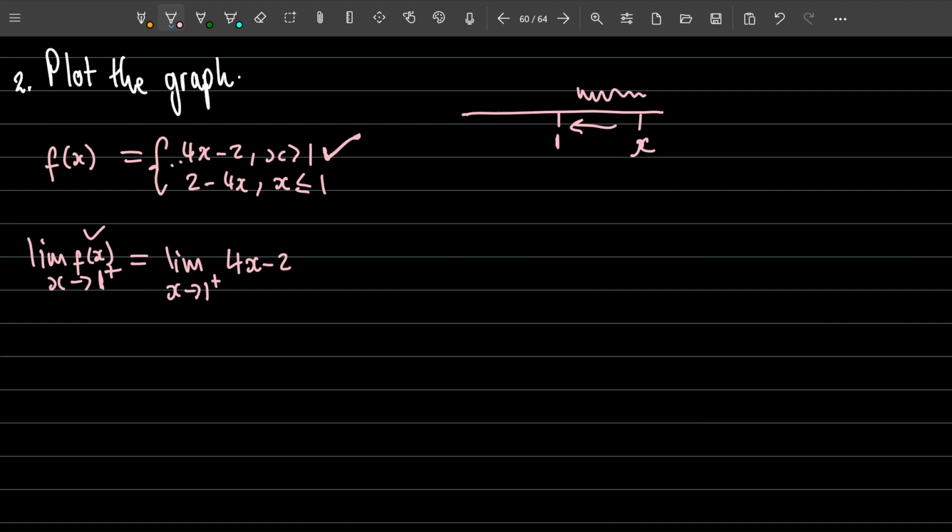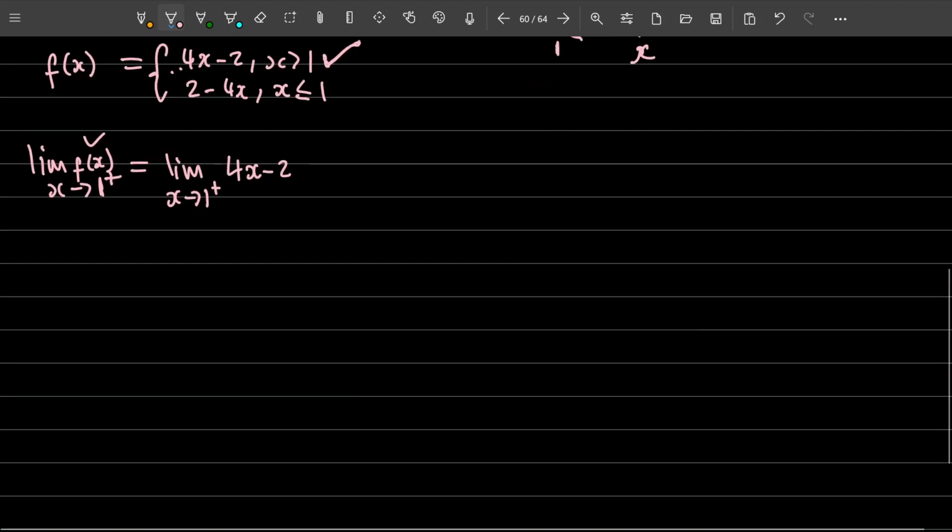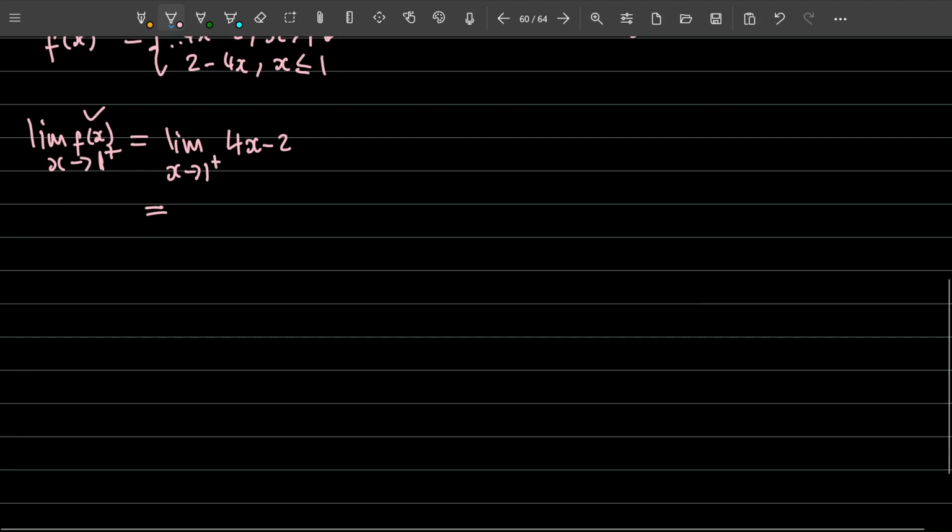I still write the limit. Now, what do you know? One thing I want you to know is when you are computing one-sided limit, we still use the limit laws, okay? The limit laws that we learned, we still use them. So now what do I do in this case? Whether I'm approaching 1 or 1 from the right, it doesn't change, okay?